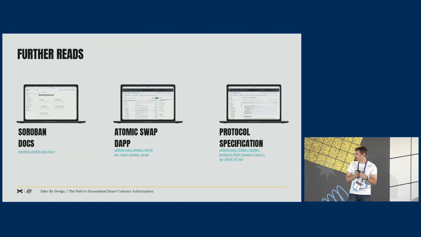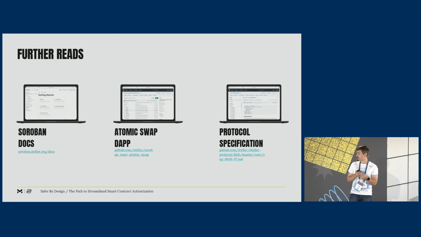Okay, so what to read next? There are obviously the Soroban docs. There are docs describing what I told here in more detail. There are examples, simpler examples, more complex examples. And this is all on the contract side. For a more complete integration story, there is a DApp example, link here, so you can take a picture.